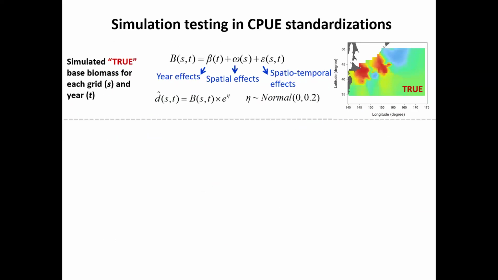Okay, so this is the real fishery data part, and now we move to the simulation testing. As I mentioned before, we simulated the underlying biomass for each grid and year. We use a simple spatial temporal model, and we consider the year effect, the spatial random effect and the spatial temporal random effect, and we get the predicted biomass for each grid and year, and we add some observation error to construct the underlying biomass distribution in our spatial domain.